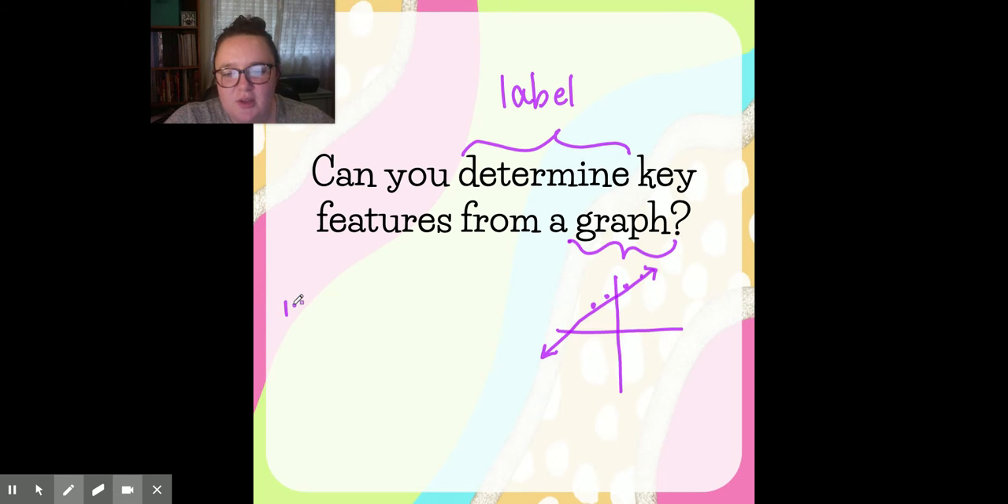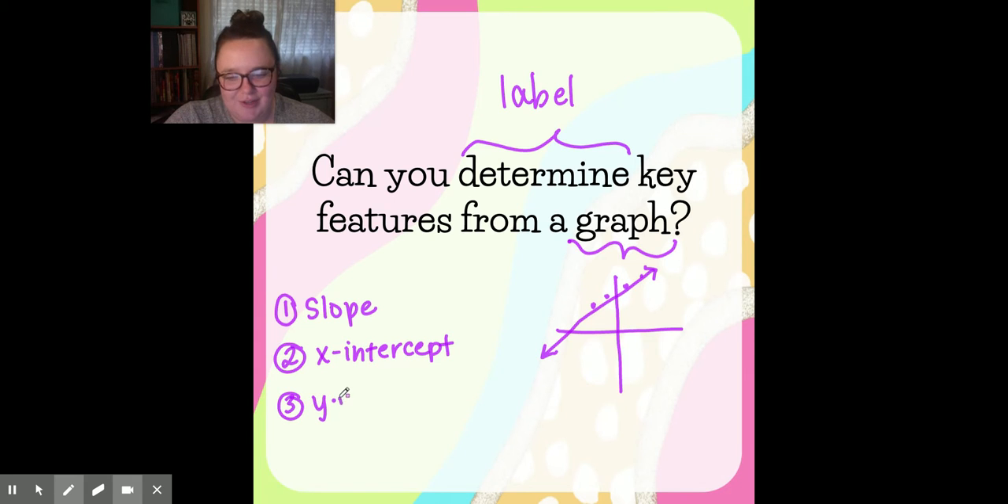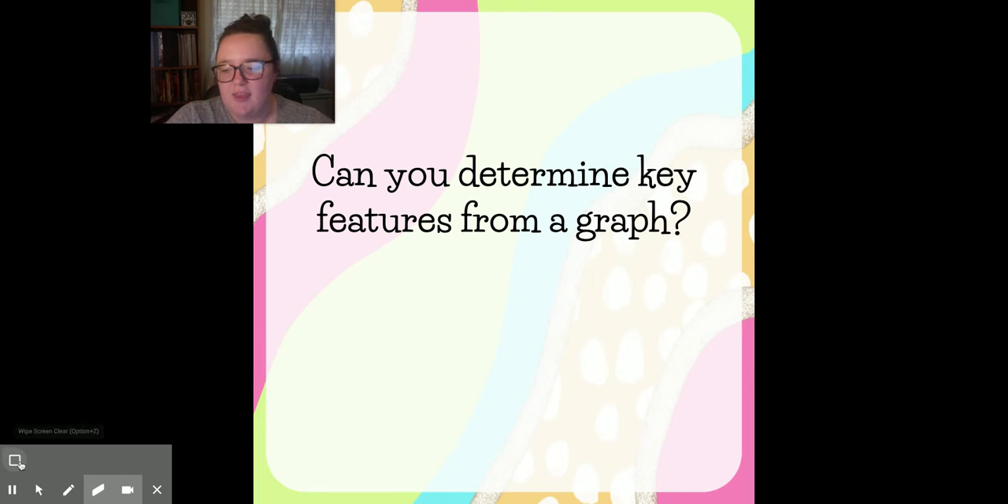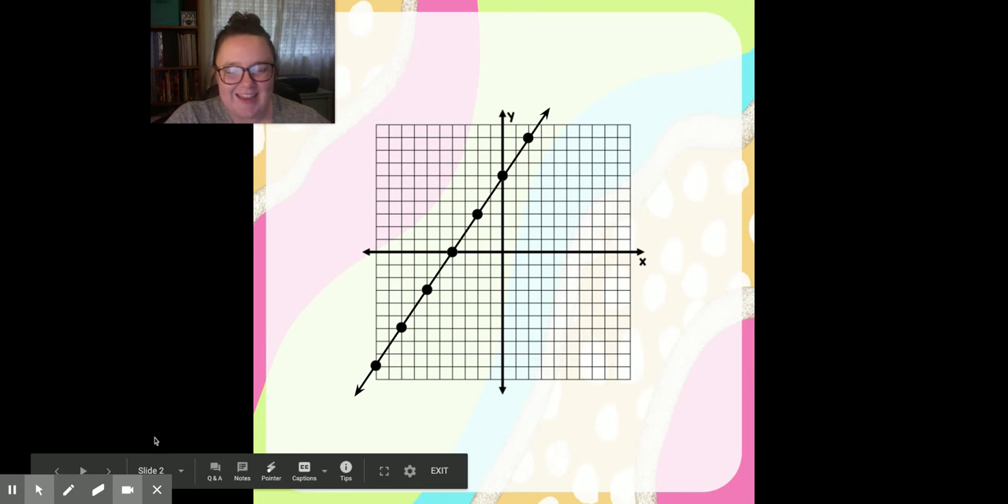The first key feature that we're talking about, and we've talked about it so much during this unit already, is the slope. That's our first key feature, so it's not new, right? The second key feature that we're talking about is the x-intercept. And then the third key feature that we are talking about is the y-intercept. So we got a couple key features there. We're going to be determining those. We're going to be labeling them on graphs. And like I said, we have 3 that we're going to do together just to make sure that you can answer this question with a yes by the end of this video. So I'm going to come back to this question at the end. I'm going to move us on to our first example here.